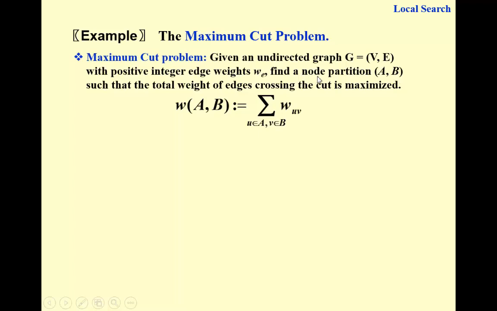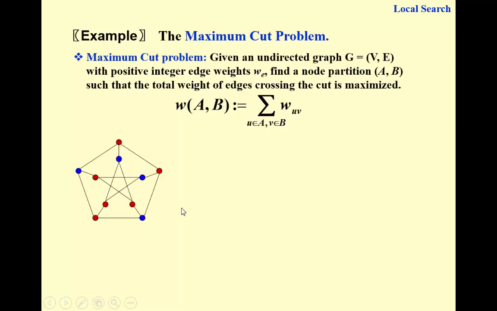That is, to assign the nodes two different colors, either white or black or red or blue, and so on and so forth, such that the total weight of edges crossing the cut is maximized. That is, to maximize this function, which is the total weight of all the edges u and v, such that u belongs to one set and v belongs to the other set. That is the total weight of the edges of which the two ends have different colors.